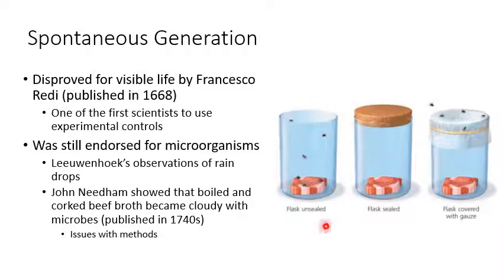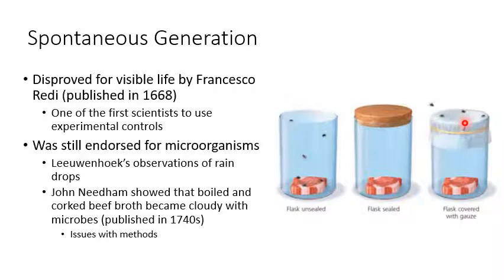In the jar that was open, of course, you had maggots. Flies would come onto the meat, they laid their eggs, and you got maggots. He didn't understand that it was flies laying eggs, but he understood that it was open to the air, and flies came in, and there were maggots. On the ones that were sealed, you did not get any maggots growing, and flies didn't, of course, enter those jars. But on the one that was covered with gauze, he noticed that flies would come and just sit on the surface of the gauze, and that eventually you got maggots on the gauze itself.